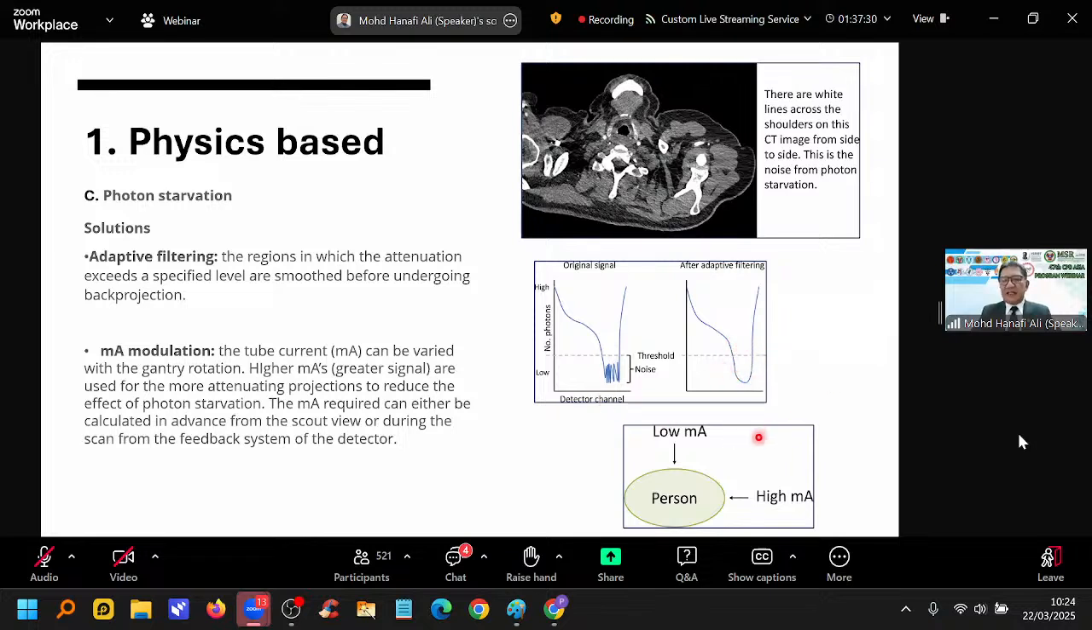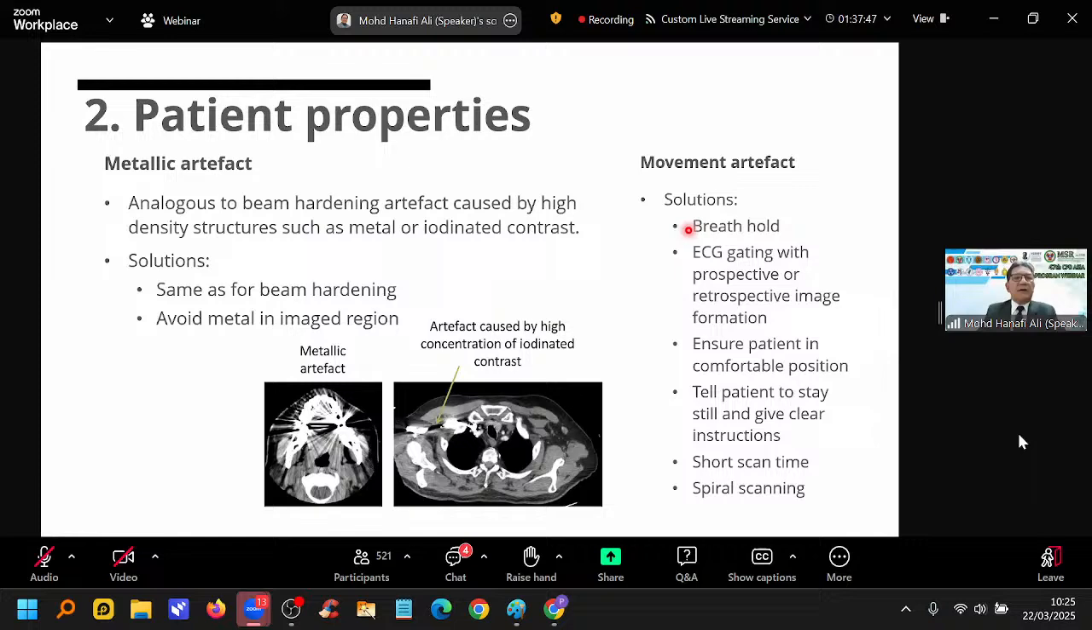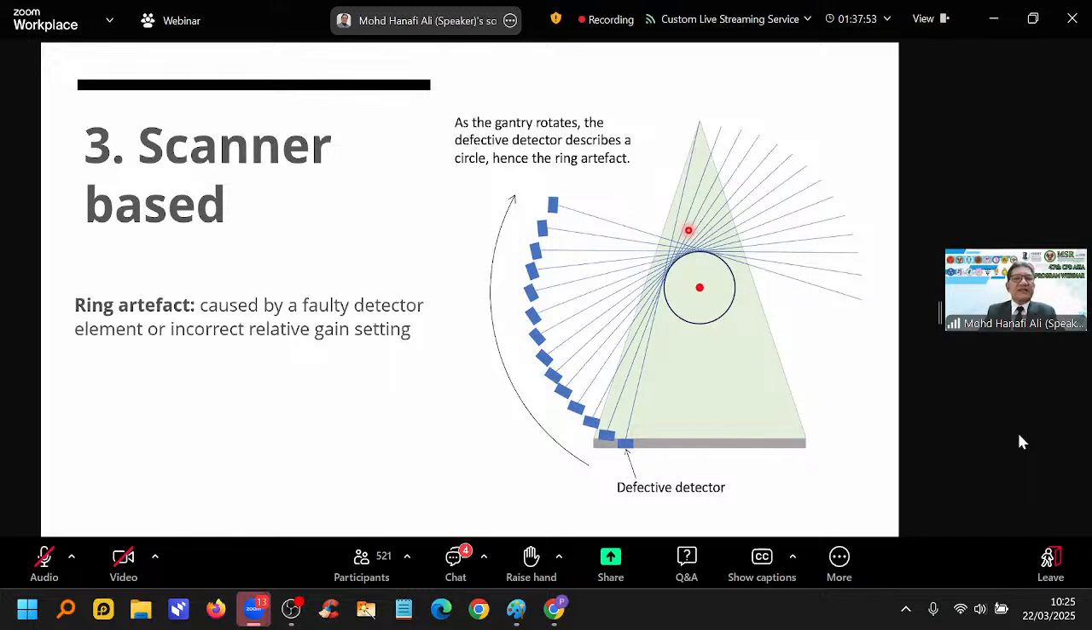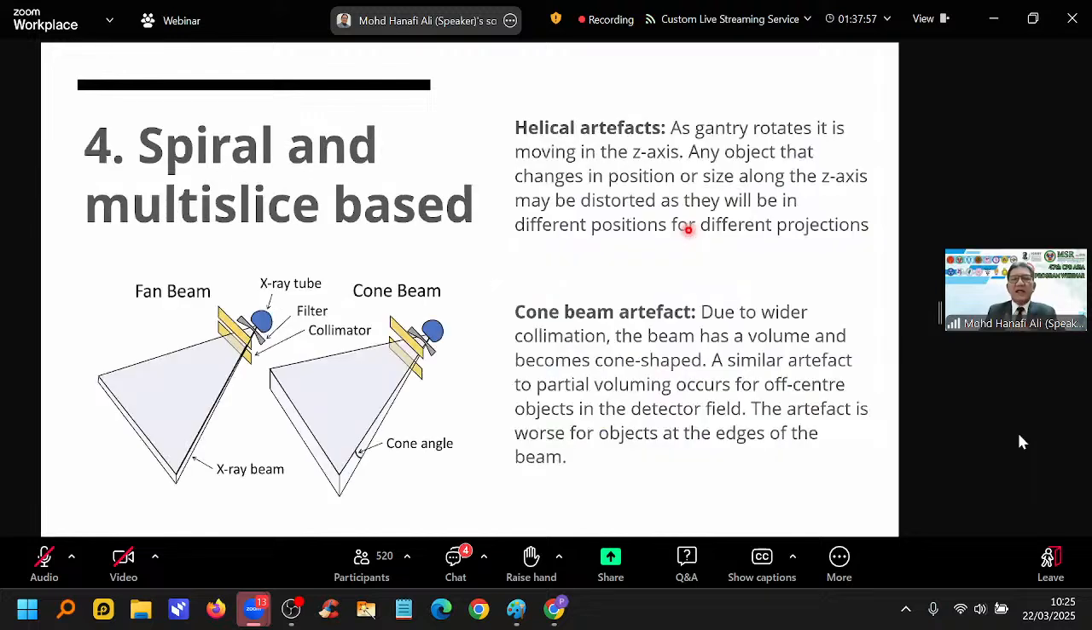The second one is the automatic adjustment of the mA anteriorly, posteriorly, or laterally. With that, we can avoid this artifact, the photon starvation artifact. Metallic artifact, I think that one is considered standard. I want to do something scanner-based: ring artifact. This is because of the detector, and spiral and multi-slice base.